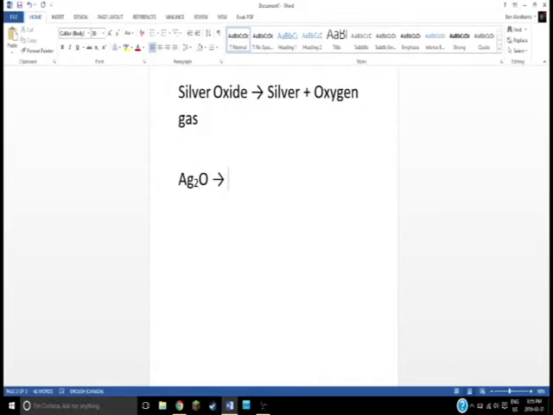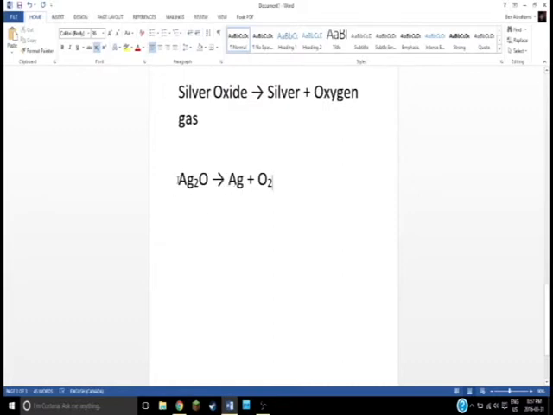On this side, we just have silver by itself. That already has a perfect charge. Now, we also have oxygen, which can't exist by itself, so it would be O2. Sadly, this equation also isn't balanced. We only have 1 oxygen on this side and 2 oxygens on this side. And we also have 2 silvers on this side and 1 silver on this side.